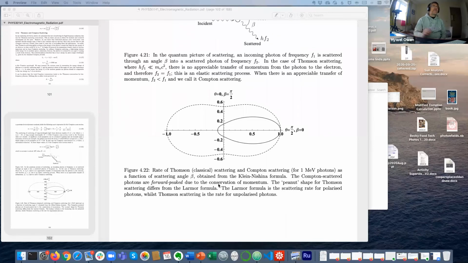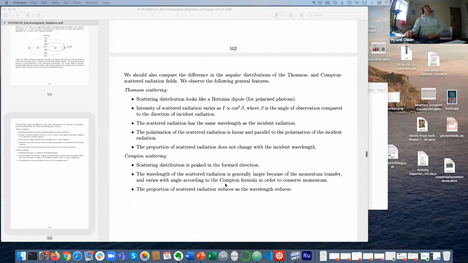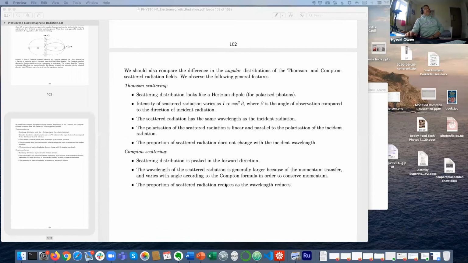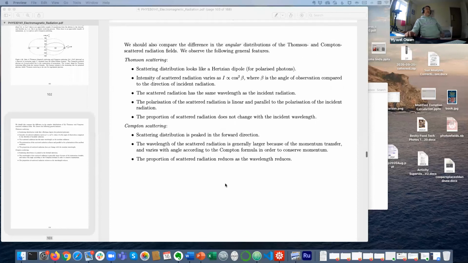So that's the difference between Thompson and Compton, and also the difference between Thompson scattering, which is for unpolarized photons, compared to the Larmor formula for our Hertzian dipole, which was talking about polarized photons. Okay, so make sure you know the difference between Thompson scattering and Compton scattering. But that's the physical interpretation of those things. Okay, so I think we've more or less run out of time for today.